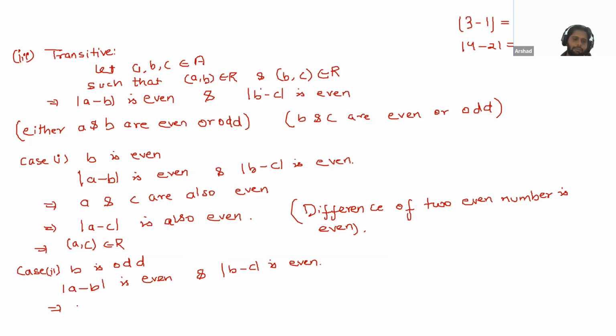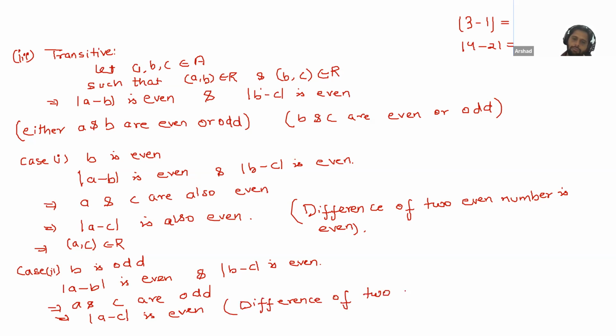This implies A and C are odd. Okay, so we can say that modulus of A minus C is even, because we know that the difference of two odd numbers is even. So this implies A comma C belongs to relation R.